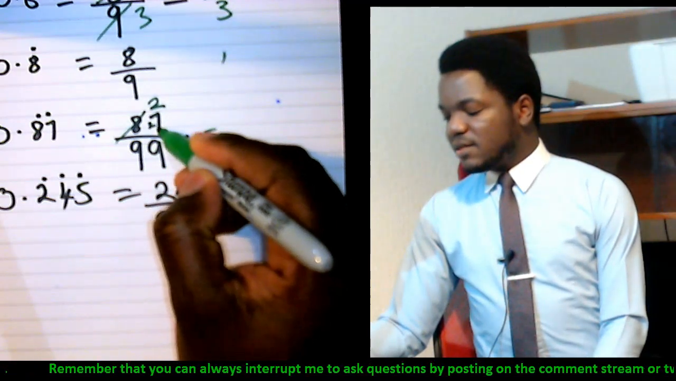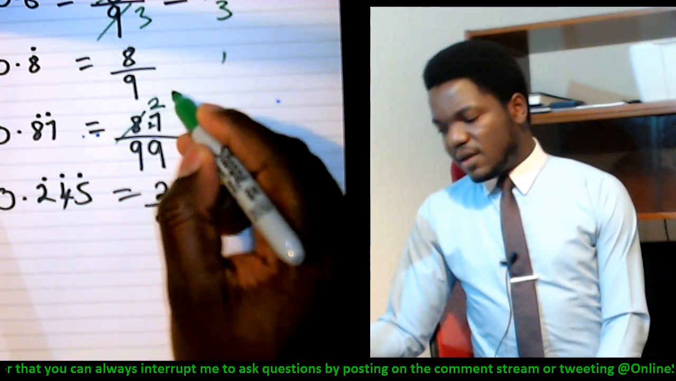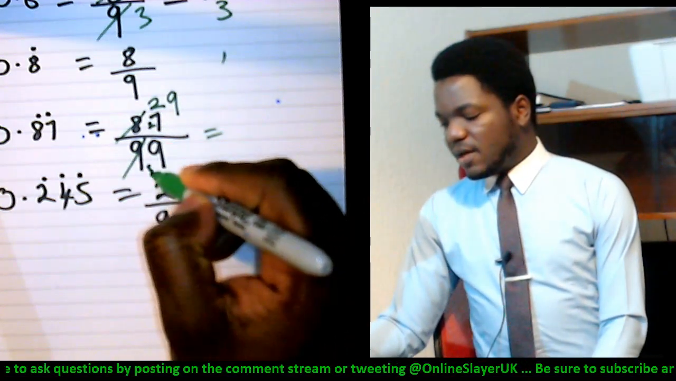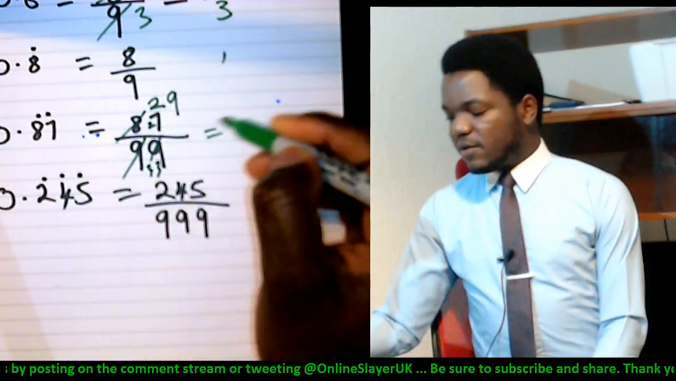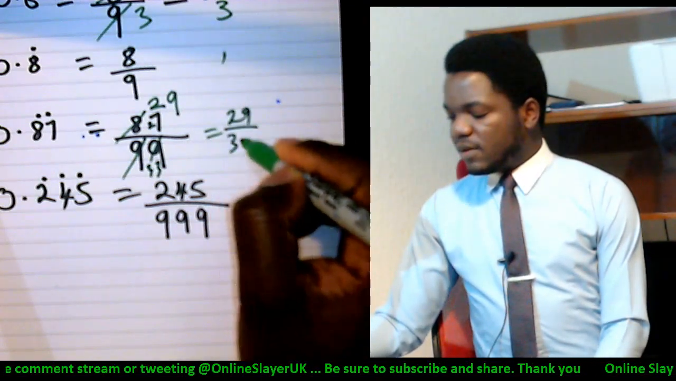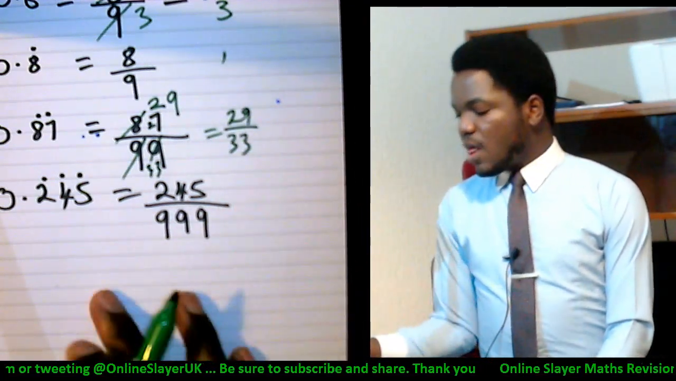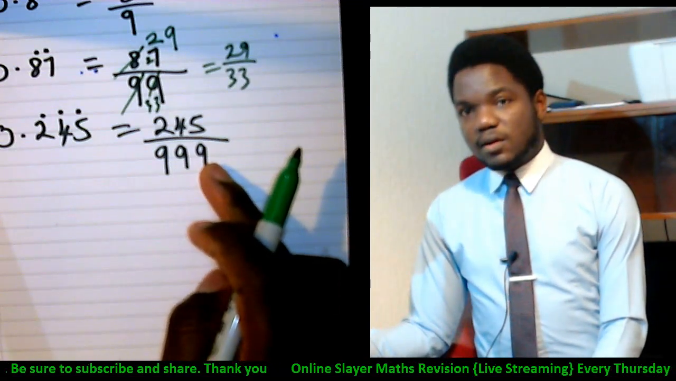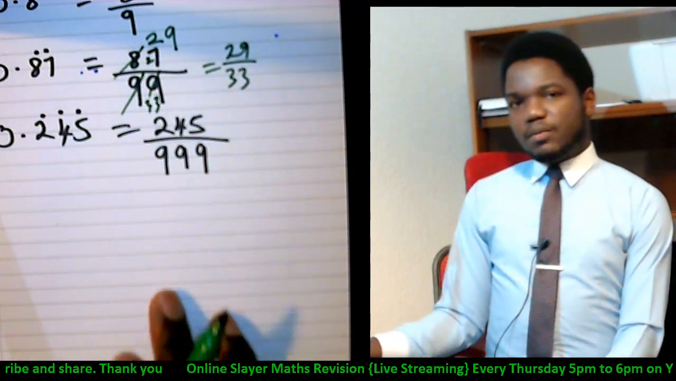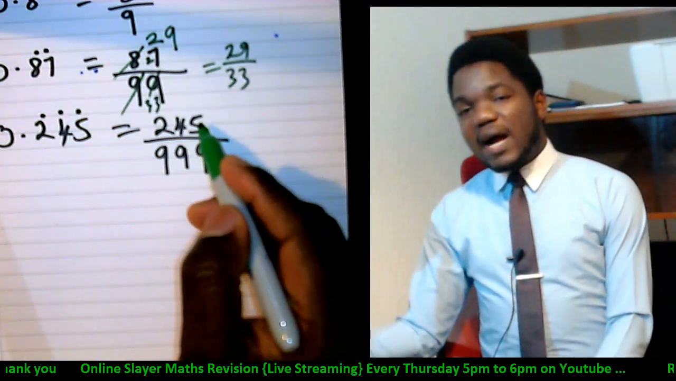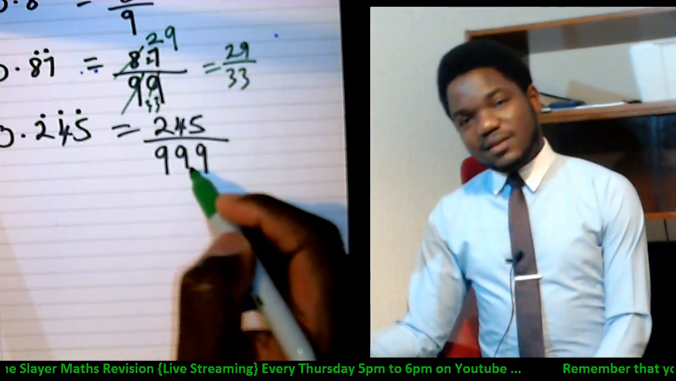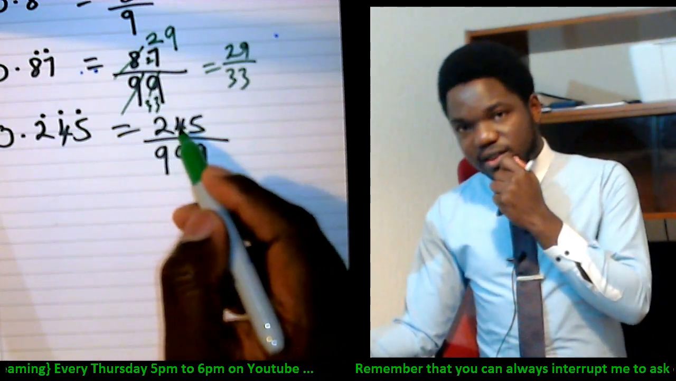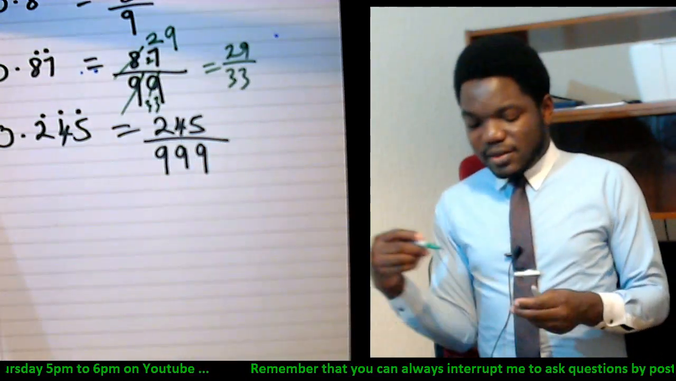That comes here. So how many 3's do you have in 27? 9. How many 3's do you have in 9? 3. And in the other 9, 3. So you've got 29 over 33, and that's final. I do not think this can go any further than this. So some numbers are just like that. You can see 5 is a factor here, but 5 does not divide this. 3 is a factor here, but 3 does not divide that. So where are you going to end?